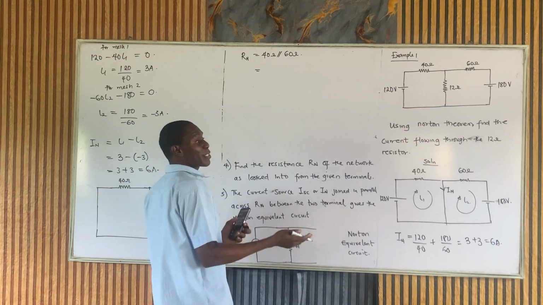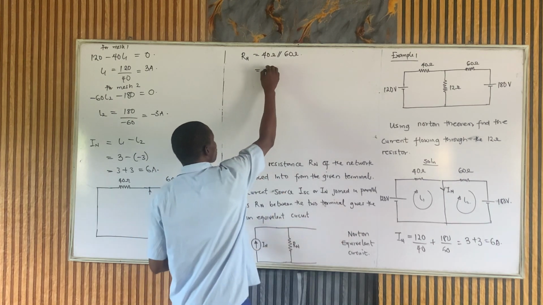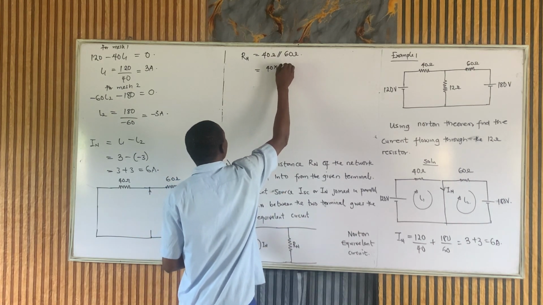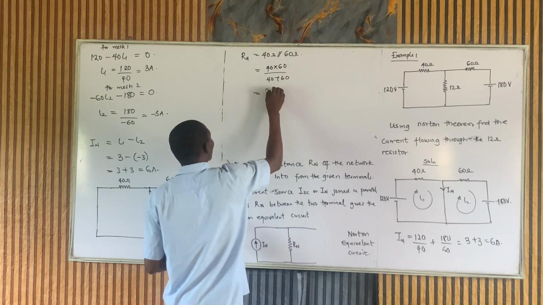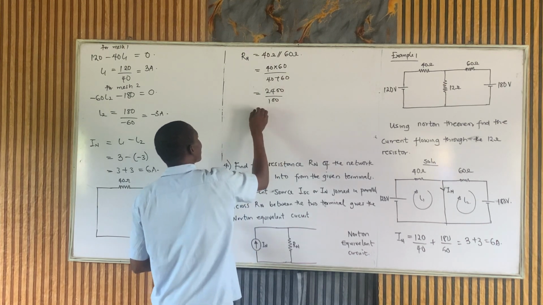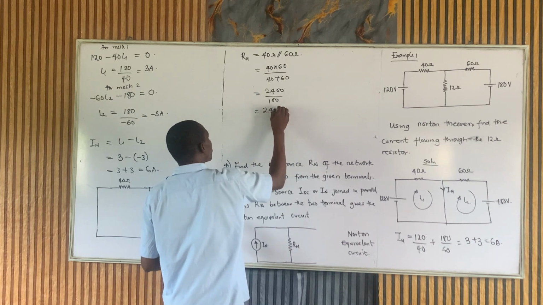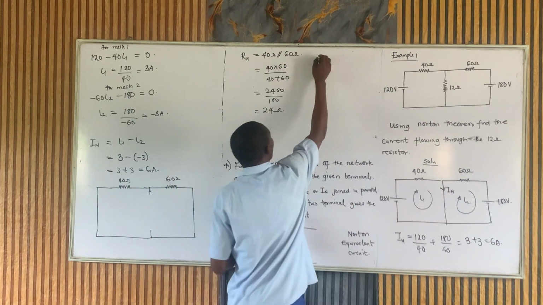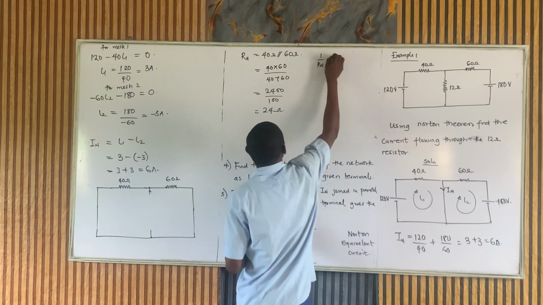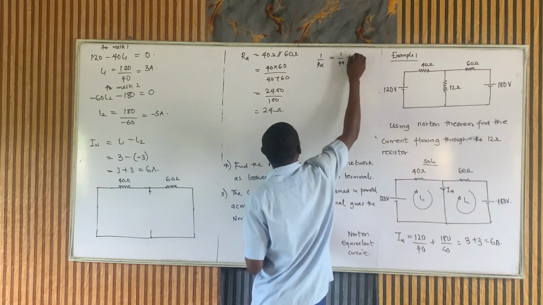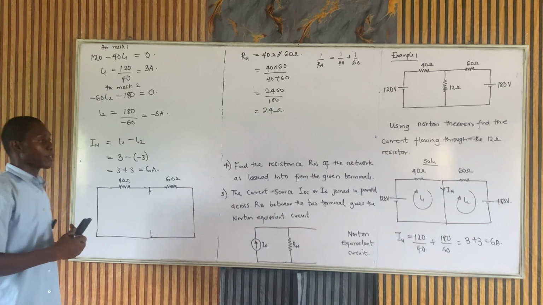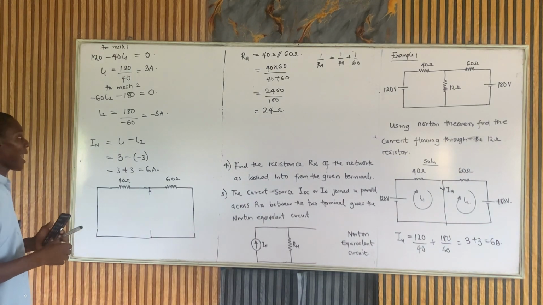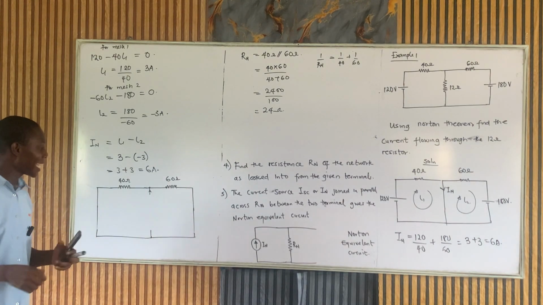And you know, the short method of getting two resistors in parallel will be product over sum. 40 times 60 over 40 plus 60. This will give me 2,400 over 100. That's 24 ohms. Another way to do this is to say 1 over Rn is equal to 1 over 40 plus 1 over 60. And you get the same answer with what we have here. So that's about that. We've gotten our Rn and we've gotten our In.